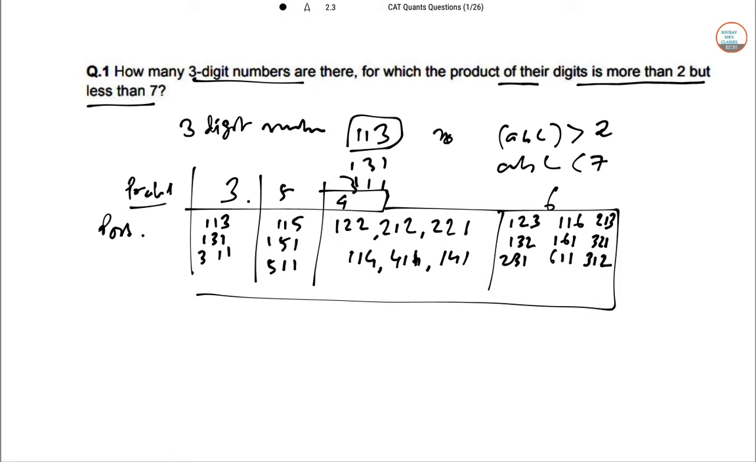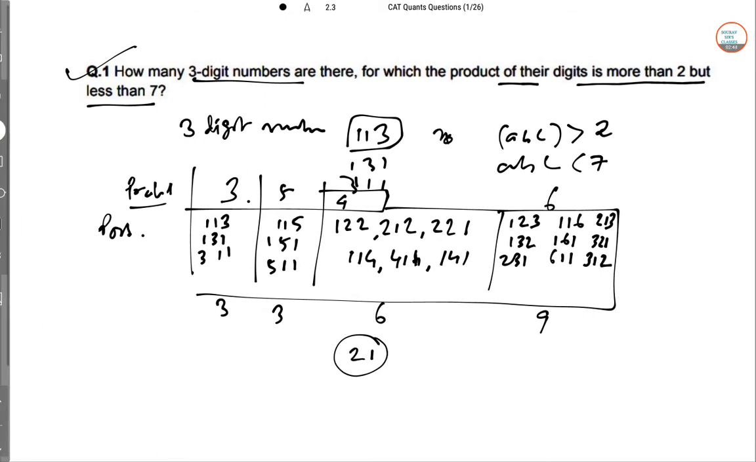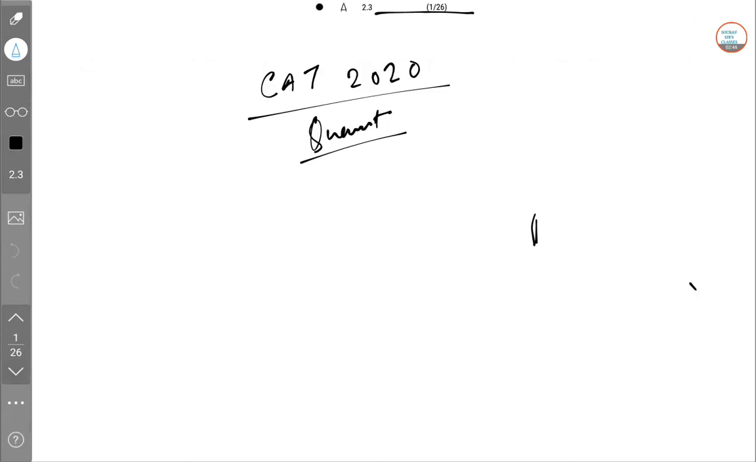So this is the total. How many? 3, 6, 3, 3, 6, which makes 21 total possibilities. So the first question is done. Let's move forward to the second question.